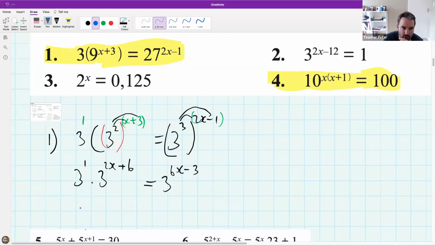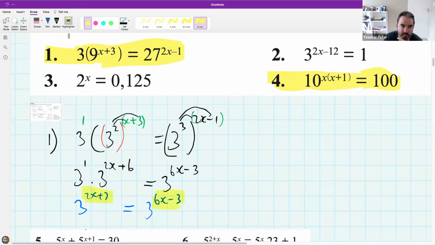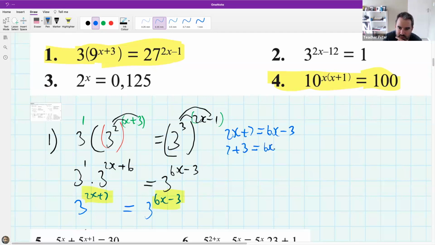Okay. So we have 3, so 1 plus 6 is 7. So 2x plus 7. And this is 3 to the 6x minus 3. And now we're going to say, look, if the bases are the same, then these must be equal. So I'm actually just going to go up here and I'm going to go 2x plus 7 is equal to 6x minus 3. I get 7 plus 3 is 6x minus 2x. Oh my gosh, is this the same answer? 10 equals 4x. 10 over 4 is x. And did everyone else get 2.5? Again. Oh my goodness.